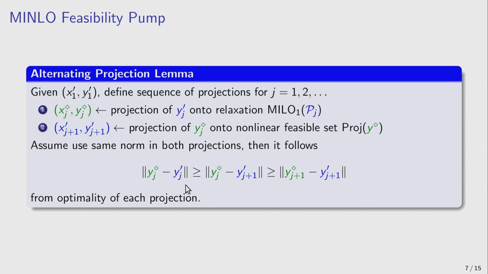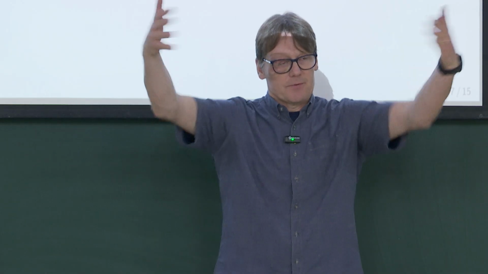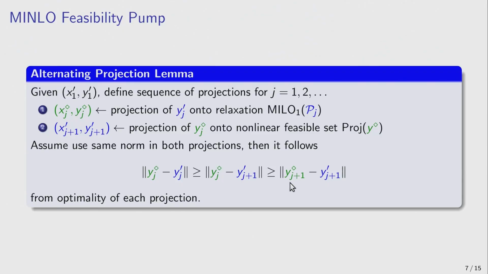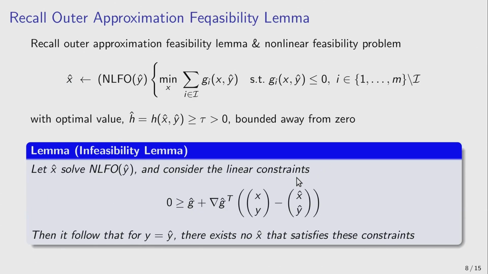And this lemma just follows from the fact that the projections are optimal. So you just look at the objective function values and you see that these results hold. So that's sort of easy to see. That just follows from the optimality of the projections, which is a nice little result. Notice that it's just inequalities, so it could be equal. So potentially they could stagnate. But there's a theorem that says they don't stagnate.